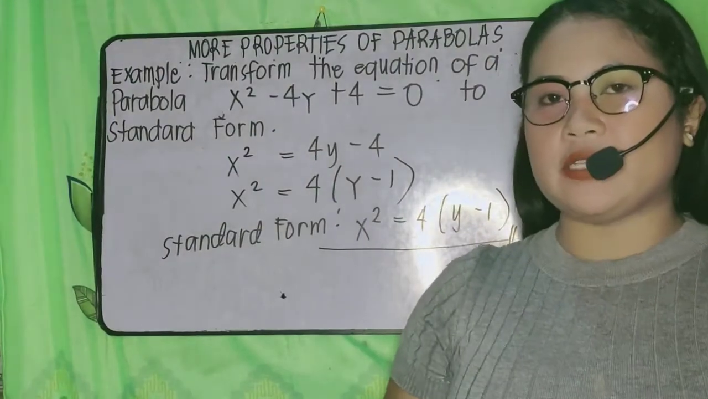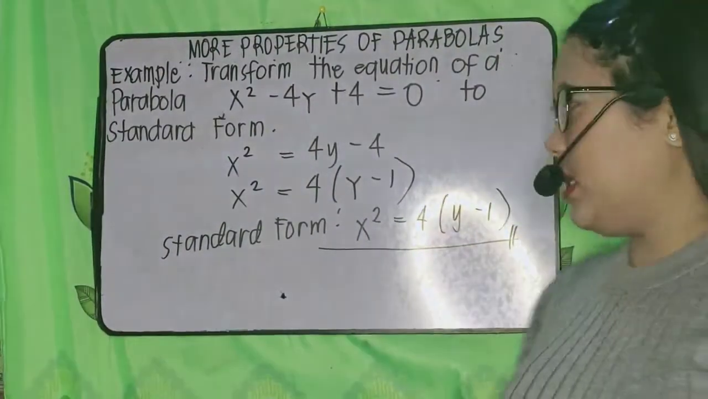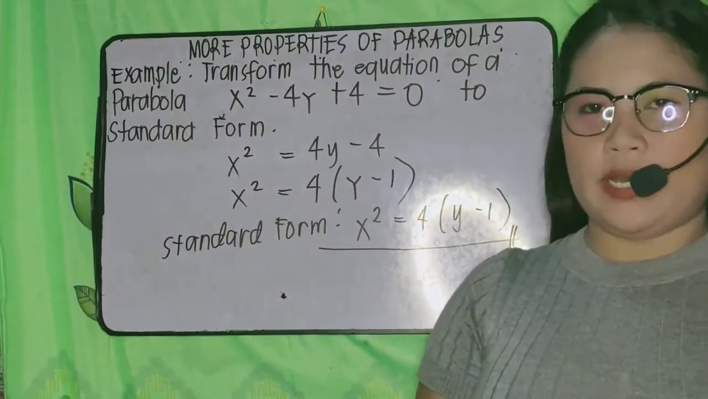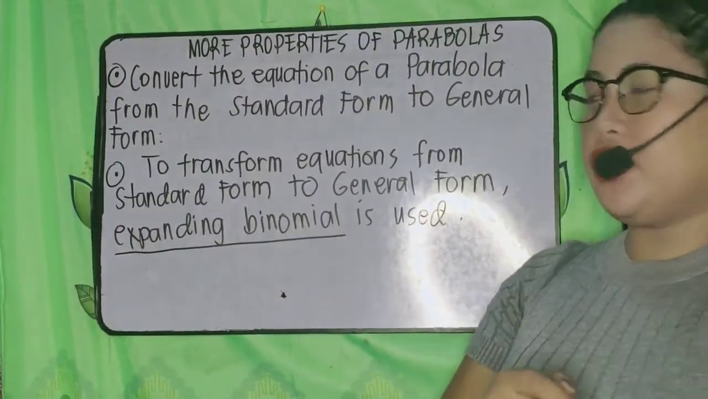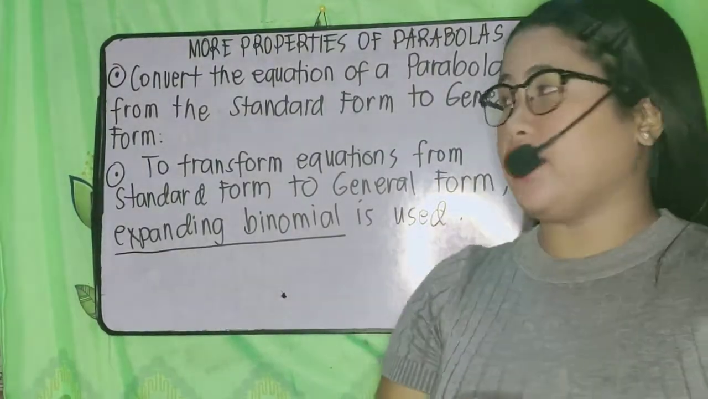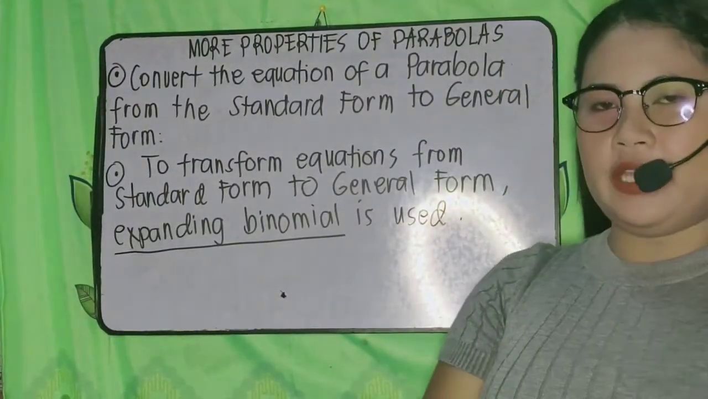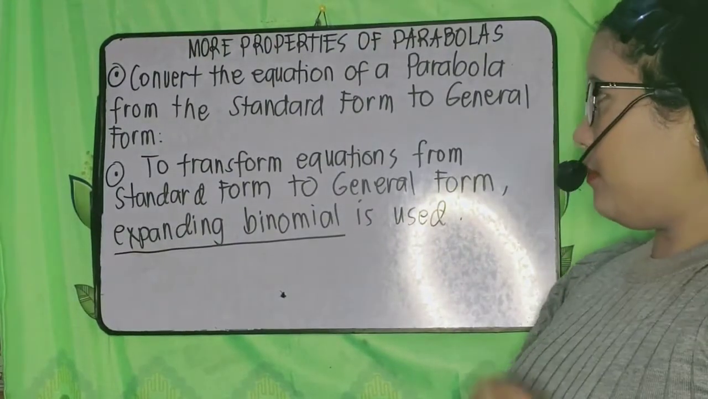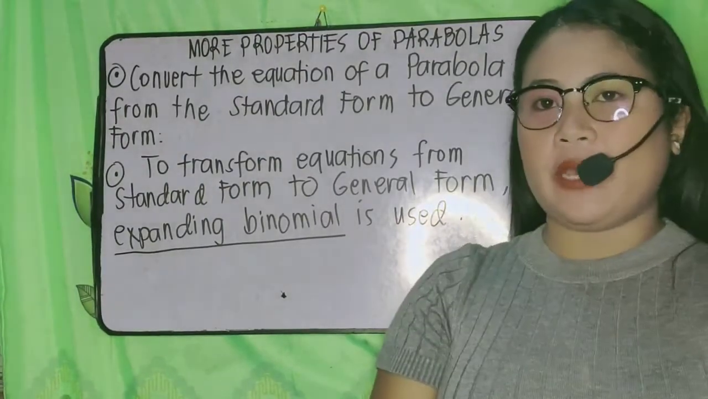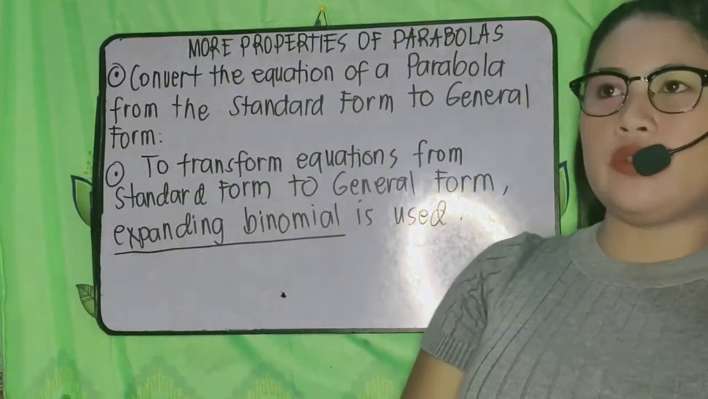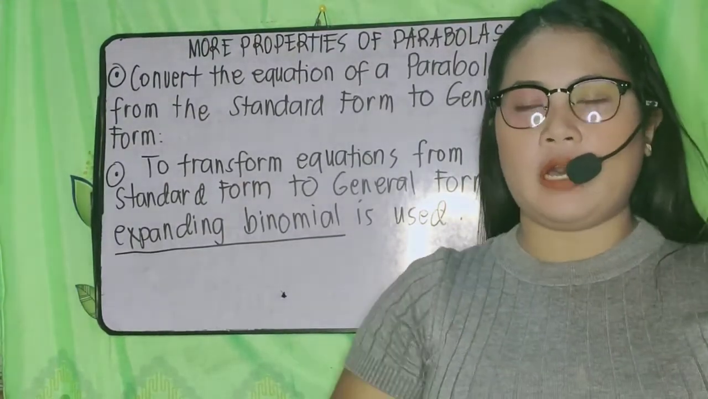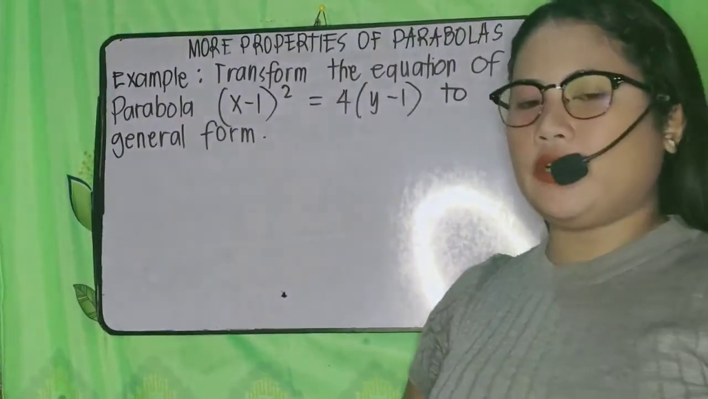Okay, so therefore, our standard form, or our final answer, will be x squared equals 4 times the quantity y minus 1. So, converting the equation of a parabola from standard form to general form, vice versa. We have one step here. To transform equations from standard form to general form, expanding the binomial is used. So we're going to apply the FOIL method, or expand the given binomial.